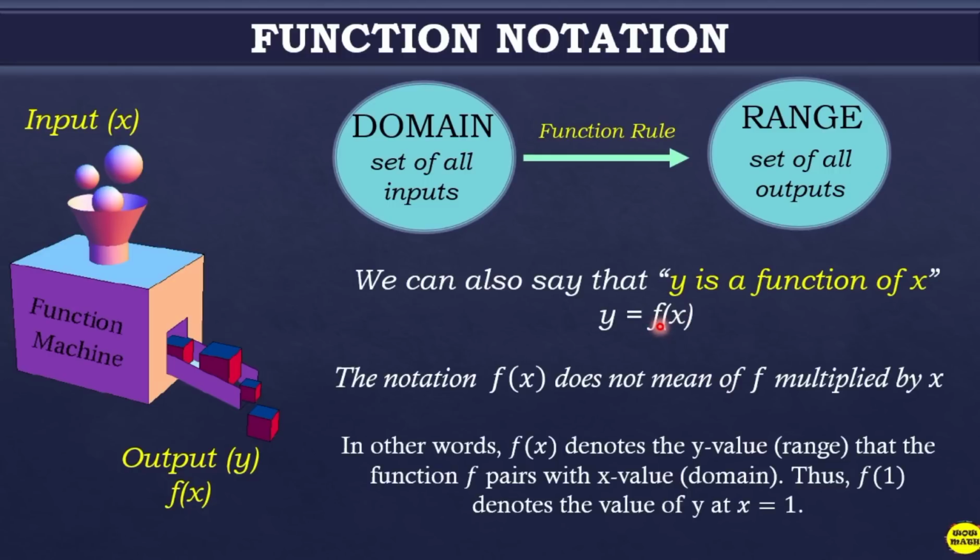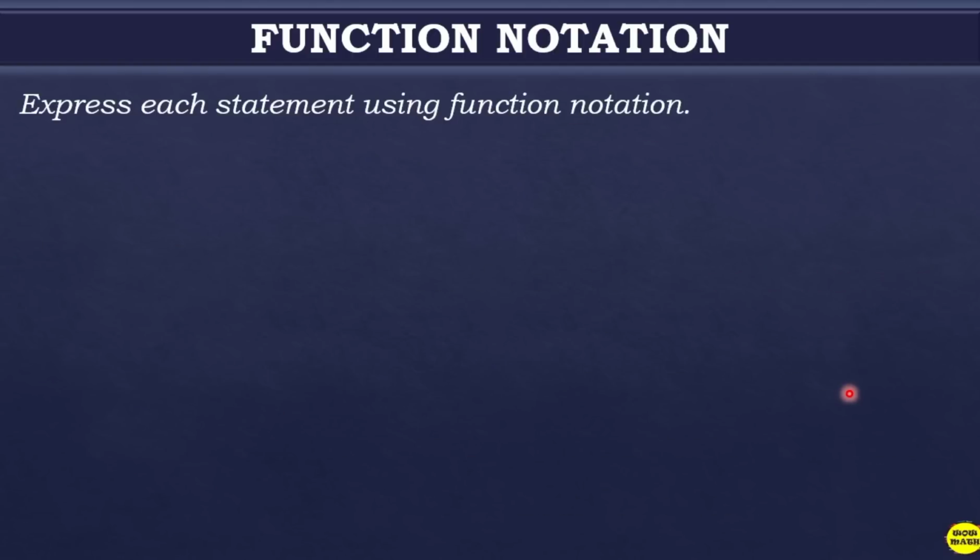Okay. So, in other words, f of x denotes the value o yung y value, which is your range, that the function f pairs with x value, which is your domain. So, yung f of 1 natin, let's say f of 1. So, f of 1 denotes the value of y at x is equal to 1. Okay? So, yun po ang ibig sabihin nun. So, y at x. Ano yung x? 1. Okay. So, it doesn't mean f multiplied by x.